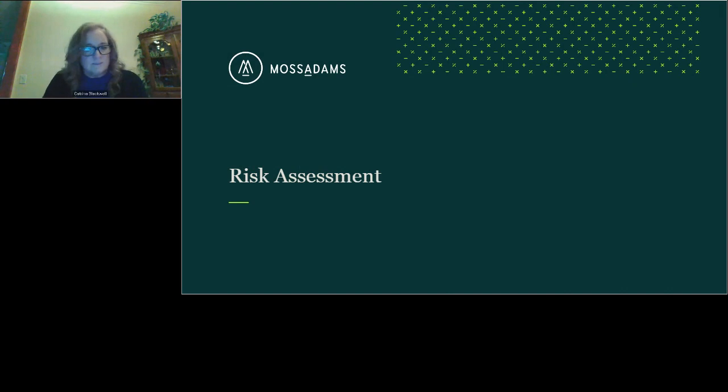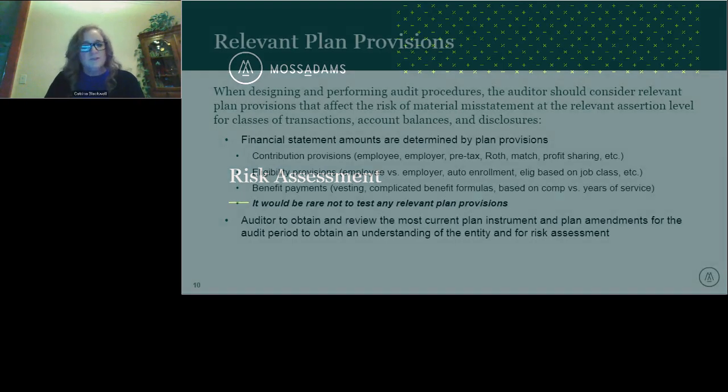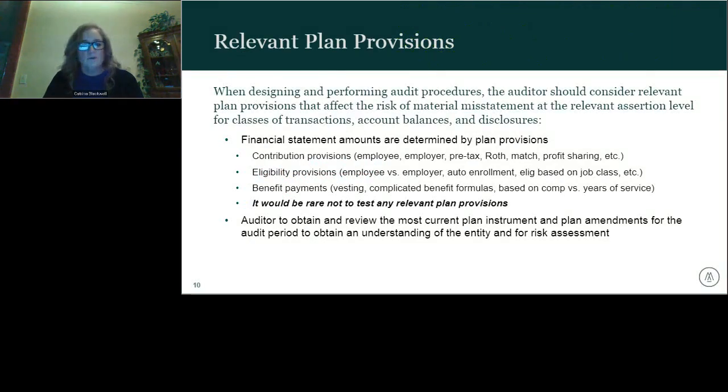Okay, on to risk assessment. SAS 136 requires the auditor to consider relevant plan provisions when designing and performing audit procedures. The latest plan instrument and all the amendments that go to the plan instrument are essential in understanding the plan and then identifying relevant plan provisions. This is important, obviously, because all financial statement amounts are basically determined from those plan provisions. So, for example, the auditor needs to gain an understanding of contributions, what's allowed or what's required by the plan before designing audit procedures to test those contributions.